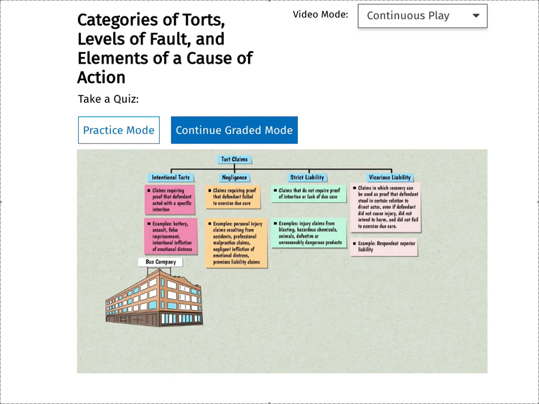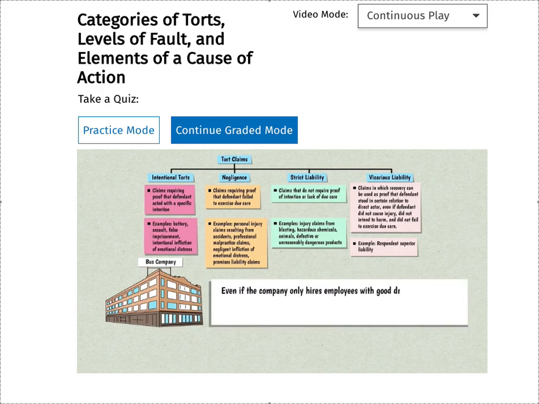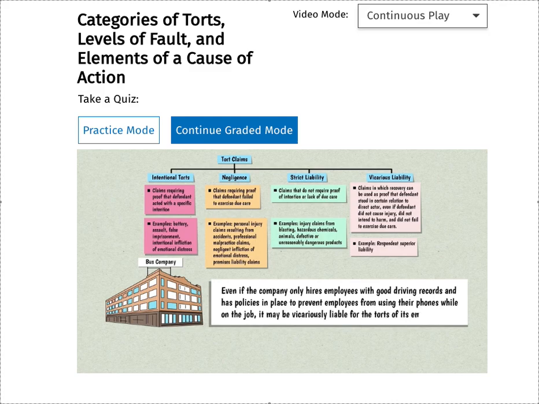Even if the company itself did everything right, such as hiring only employees with good driving records and having policies in place to prevent employees from using their phones while on the job, the company may be vicariously liable for the torts of its employees. This type of liability is covered in a separate Practice Perfect review.